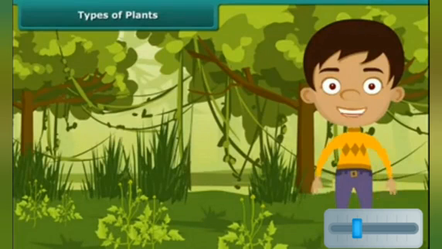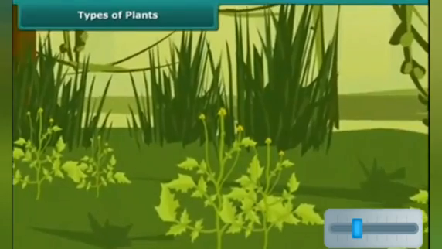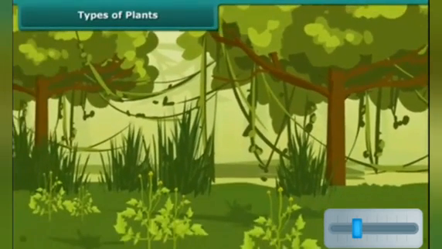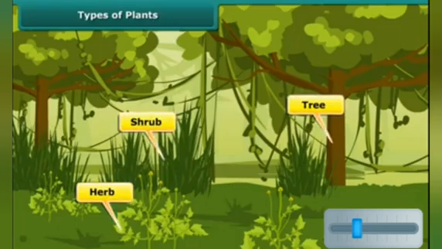We see different kinds of plants growing around us. They vary in their appearance. Some are short, while some others are tall. Some are tender, whereas some others are hard. In fact, plants can be classified into 3 categories as herbs, shrubs, or trees based on their characteristics.